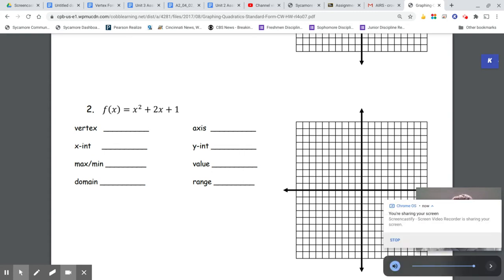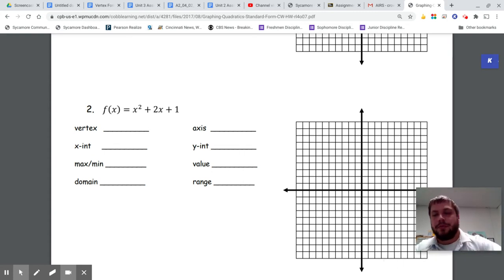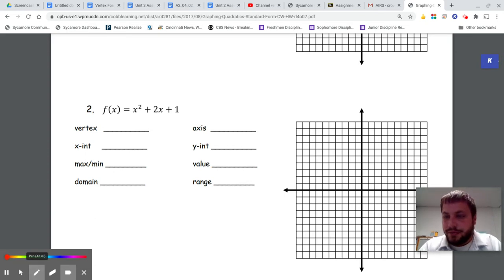All right, guys, this is moving on to 4.2. This is graphing quadratics, but now we're doing what's called standard form, okay? Which is honestly very different than what we did previously, which was vertex form. In vertex form, all the numbers really give you relevant information. In standard form, to be honest, they really don't, okay?